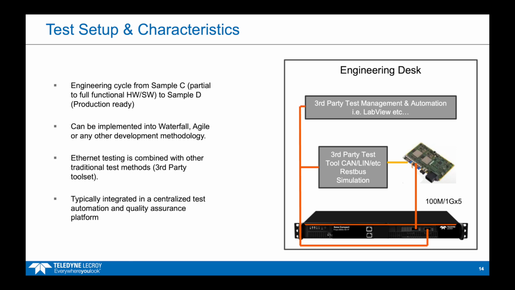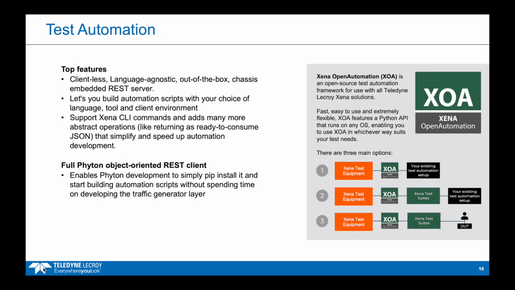You're doing REST simulation for functional testing of the application, and combined this gives a complete view of the functional quality or the validation of the system. Everything is probably automated through a third-party test management quality system like LabVIEW from National Instruments, or you're using your own test automation tool to automate any third-party test tools. Xena OpenAutomation provides full control of the Xena network test solution for this kind of integration.